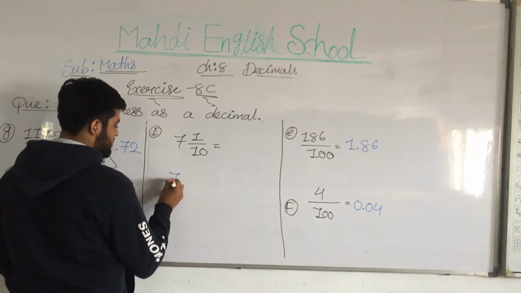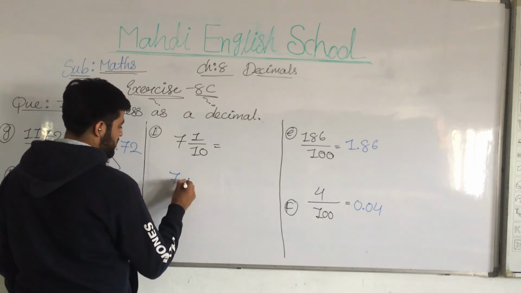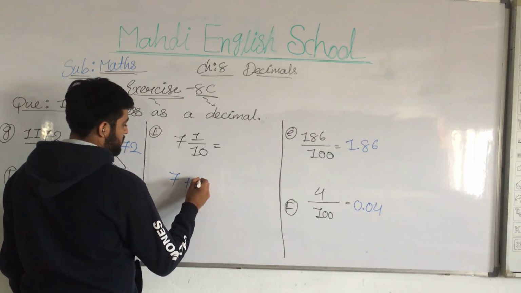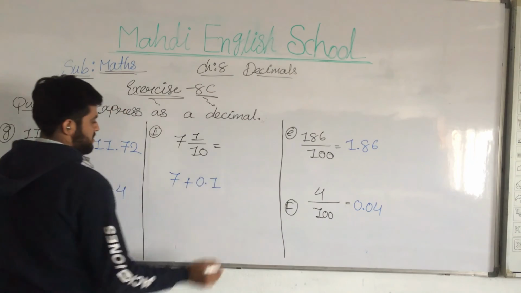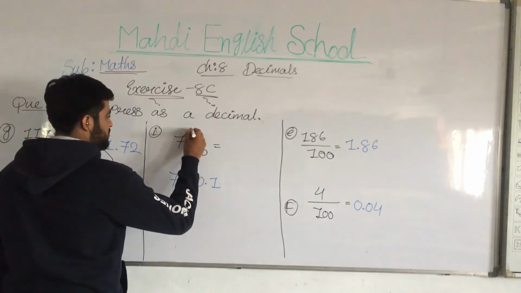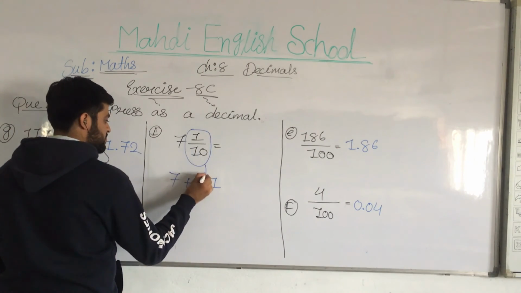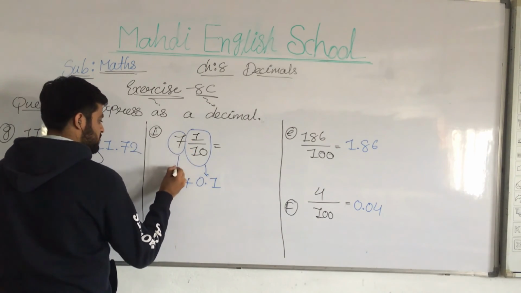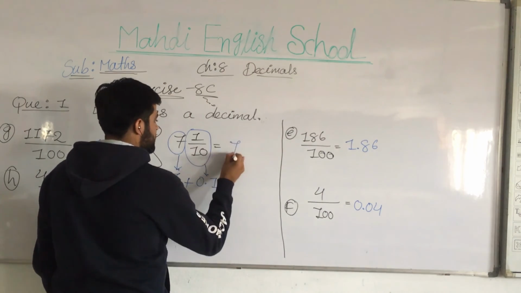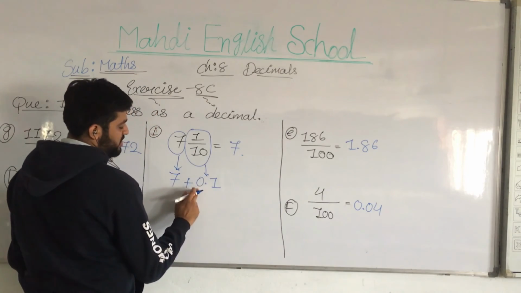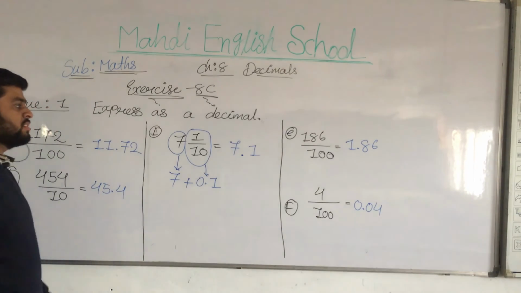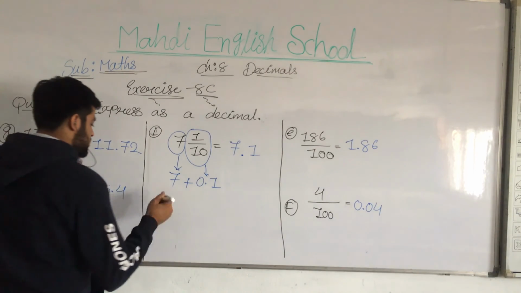7 is the same, it is 7. Then plus 1 upon 10. So it is converted into what? 1 upon 10 is 0.1. It is converted into 0.1. So what is the answer? 7.1. Understood? Got my points. Now J.